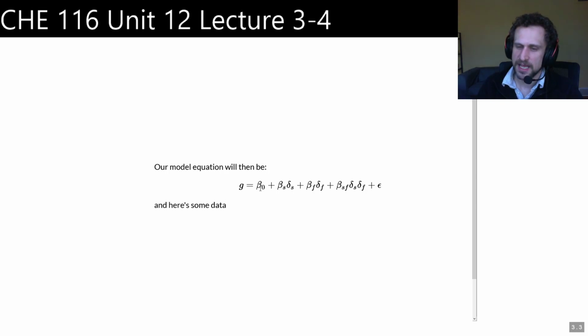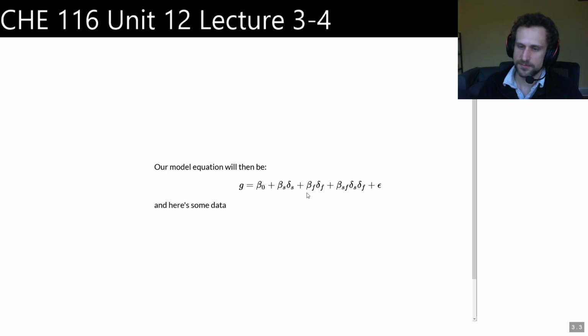Beta naught represents how much the plant grows if we give it no sunlight and no fertilizer. So we might expect beta naught to be 0, in fact. Then we have a term that is just for giving it sunlight, and we would expect this to matter. Then we have a term for just giving it fertilizer, regardless of whether it has sunlight or not.